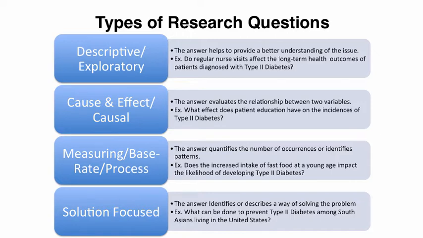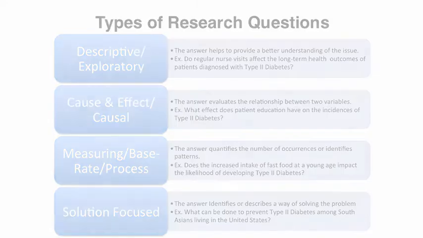So this, at the end of the paper, the answer would identify or describe a way of solving the problem. And this is the question that I've used in the example. This is the type of that question. What can be done to prevent type 2 diabetes among South Asians living in the United States? So there's an issue. South Asian Americans disproportionately are affected by type 2 diabetes, and hopefully at the end of my paper, by addressing this research question, I can offer a solution.